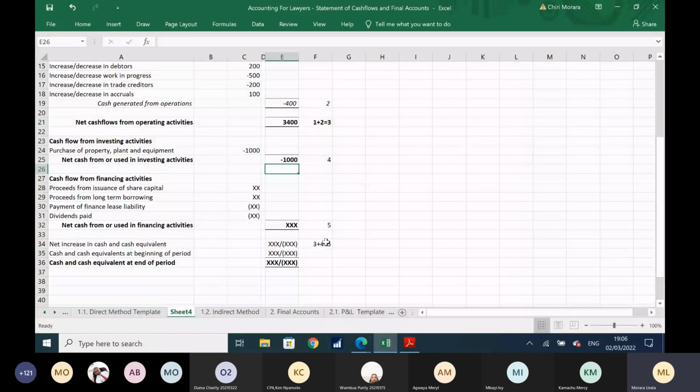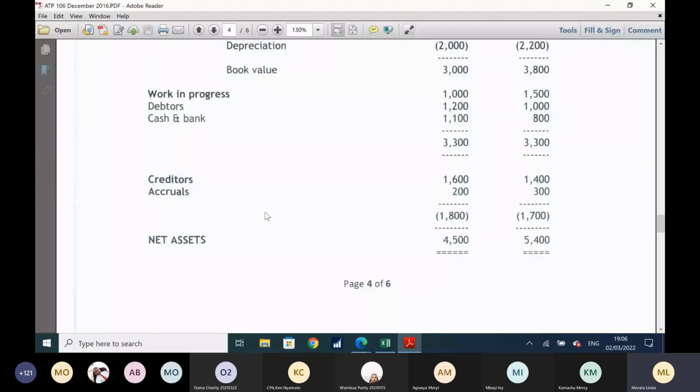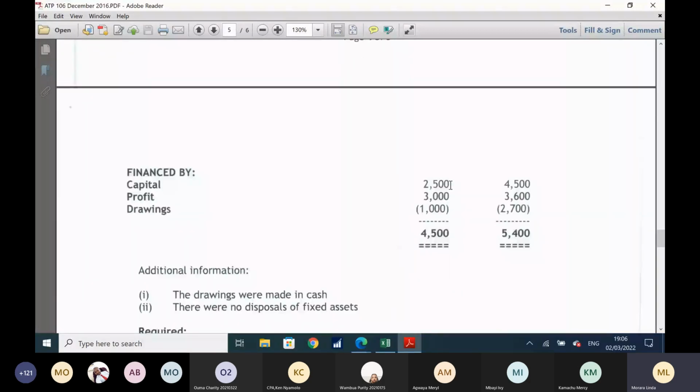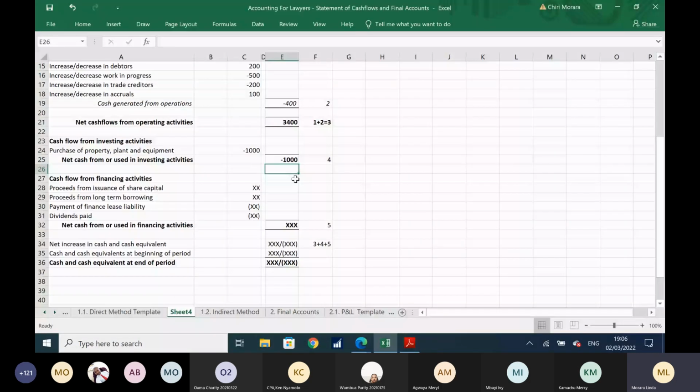We go to financing activities, right? So we can start with the capital. And our capital may move. At the beginning, we had 2,500. At the end, we have 4,500. That means that our owners, our shareholders, have injected 2,000 more into the business. So that is an inflow, right? So you just add the 2,000 there.